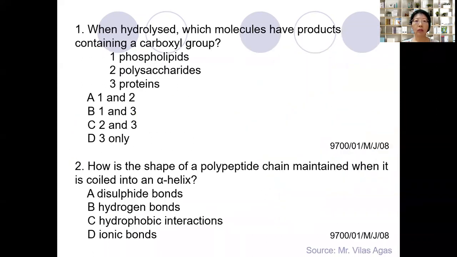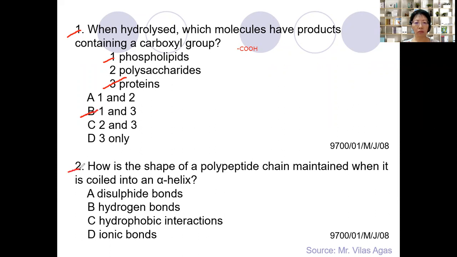So let's try out this question. When hydrolyzed, which molecules have products containing the carboxyl group? So carboxyl group is the COOH group, right? Now, phospholipid has got fatty acid, so it must have COOH. Polysaccharides don't have COOH, all right? Protein is amino acid, so the acid part is the COOH, so the answer is 1 and 3.